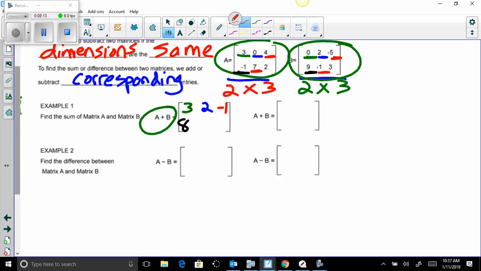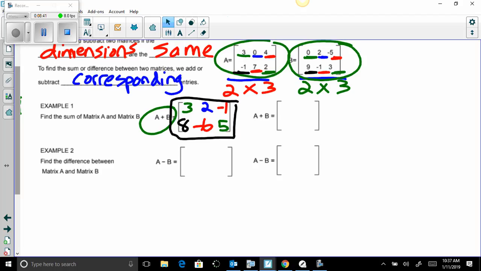7 matches up with -1. 7 plus -1 is 6, and it goes in the bottom middle. Very last one, 2 plus 3. 2 plus 3 is 5. So I matched up everything that goes together. And here is the answer when I added matrix A plus matrix B.